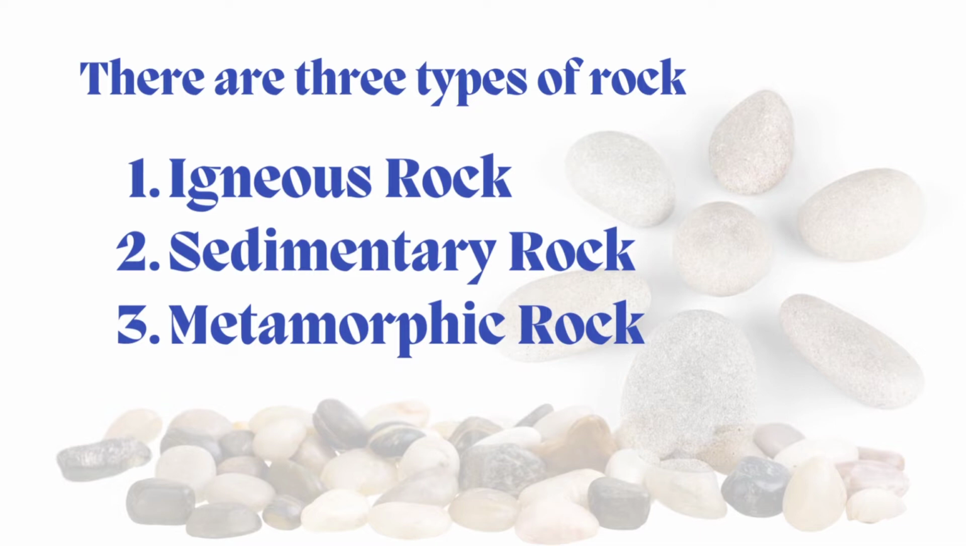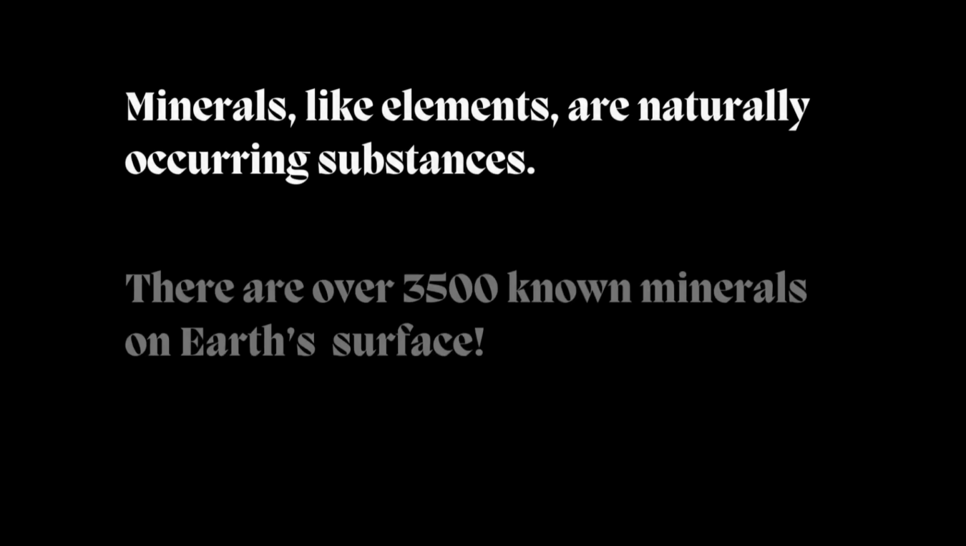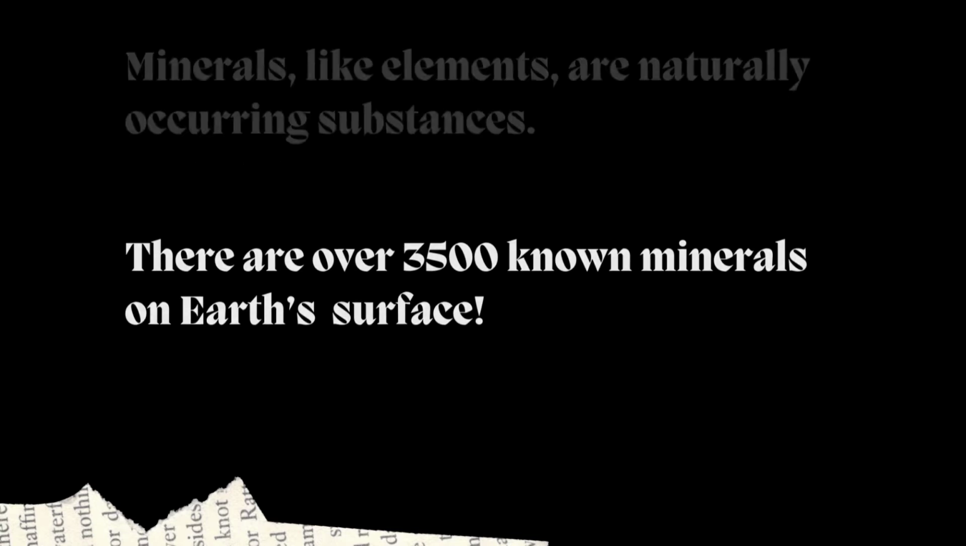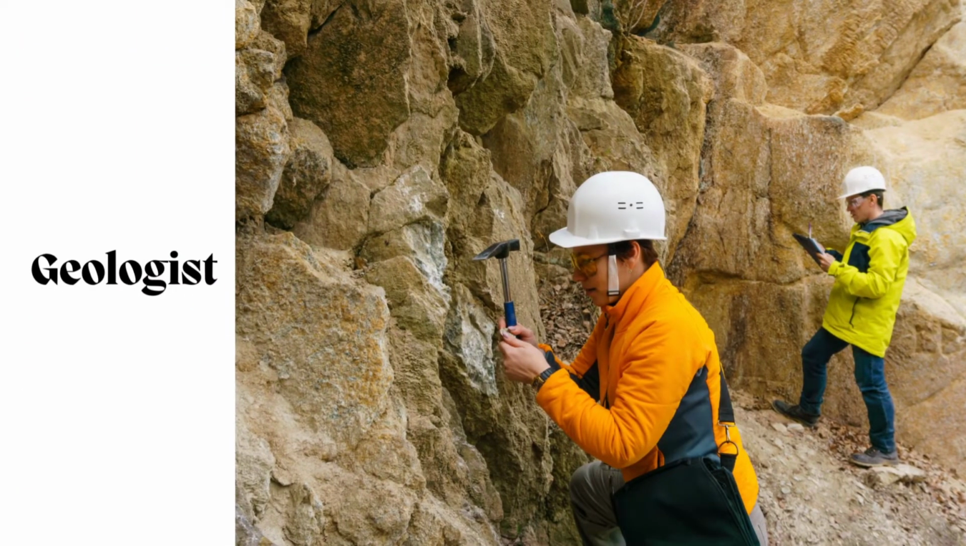Now, minerals like elements are naturally occurring substances. There are over 3,500 known minerals on Earth's surface. They are either formed by the same mineral or by combining different minerals together. Scientists who study these minerals are called geologists. Say geologists. They use different methods to identify the different kinds of minerals when they are doing their exploration. Do you get it now?